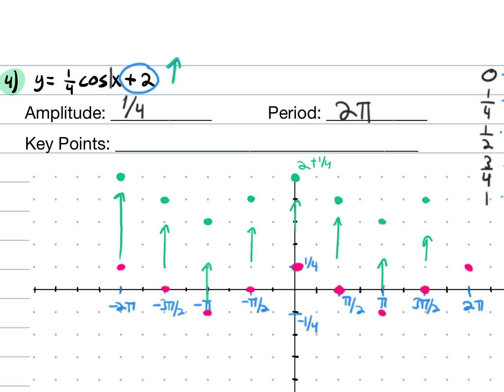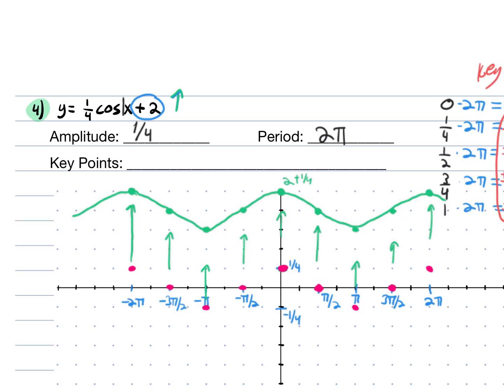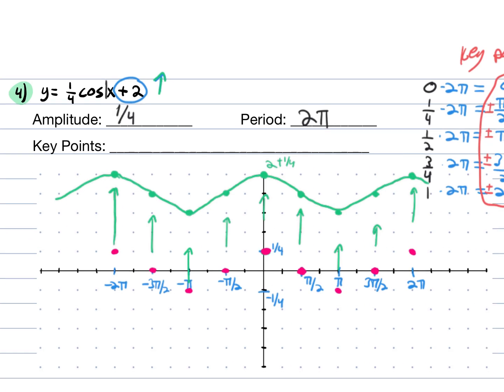All right, so every single point we're moving up. And then our graph is going to look something like this. Doesn't have to be perfect. So it looks something like that. All right, pretty easy. Hopefully, right?